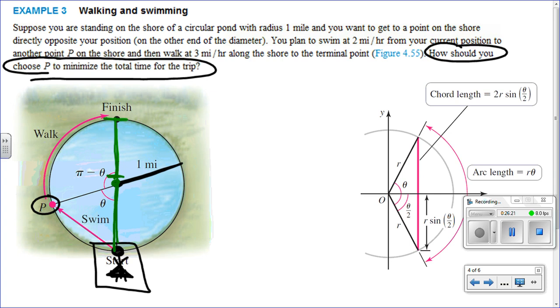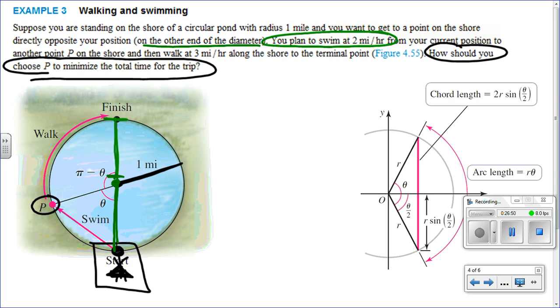So let's see. You plan to swim at 2 miles per hour. Oh, and actually, we know exactly that they are going across the center because it says on the other end of the diameter. So yes, that's for sure. So, make it to the other side. So how many miles is that? 2. If she just went straight, 2 miles, right? 1 and 1.